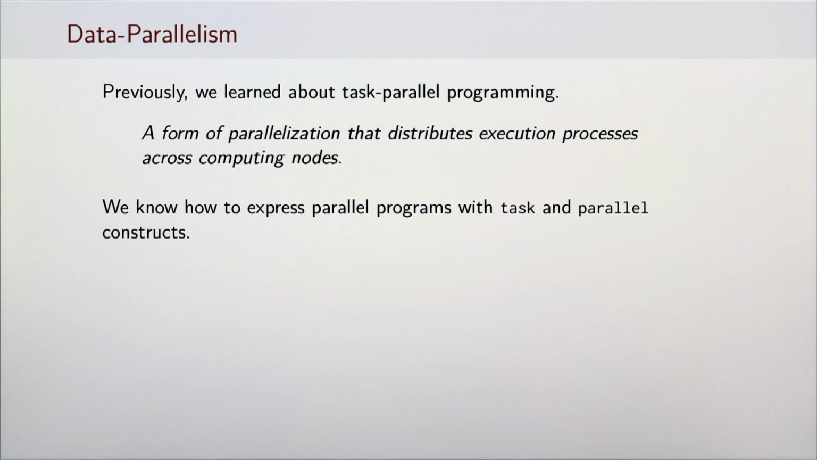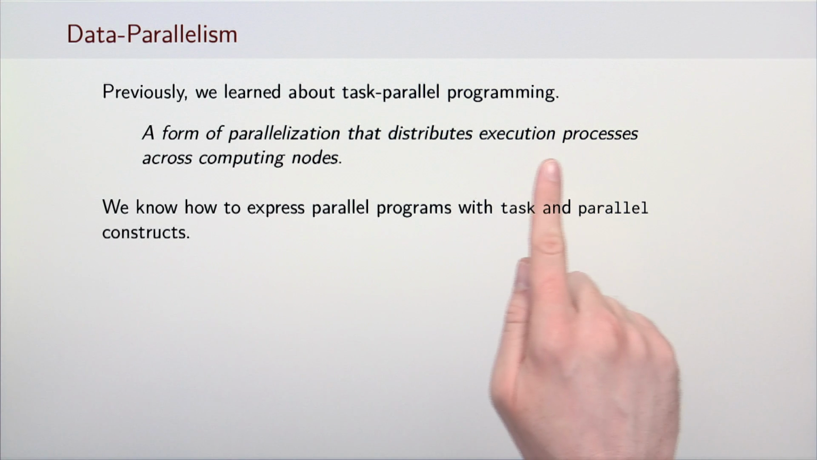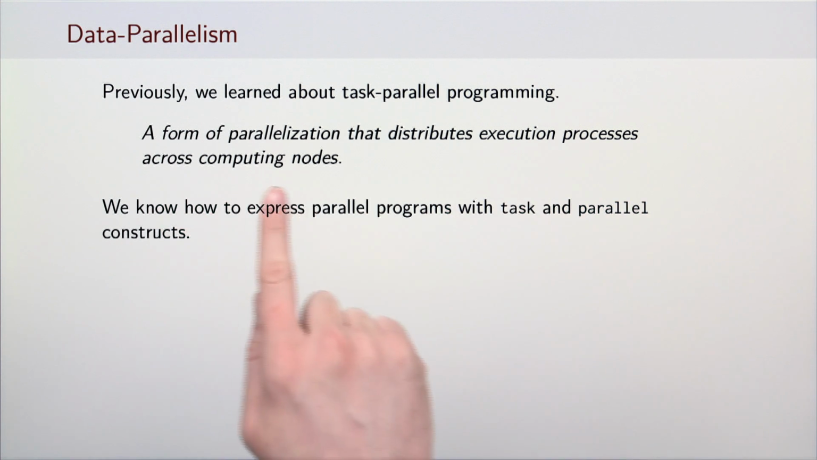Here is one definition of task parallelism that we can agree on: a form of parallelization that distributes execution processes across computing nodes. We saw this in the previous weeks, where we learned how to use the task and parallel constructs to express parallel computations.